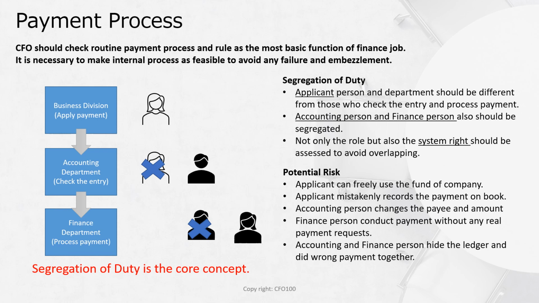If the CFO finds a situation where 2 functions are overlapping in the same person, it is necessary to fix the situation immediately. Such a situation usually happens in small organizations, so even in such a small organization, the minimum level of segregation should be implemented. In the next slide, you can look deeply at the inside of the accounting department and the finance department.